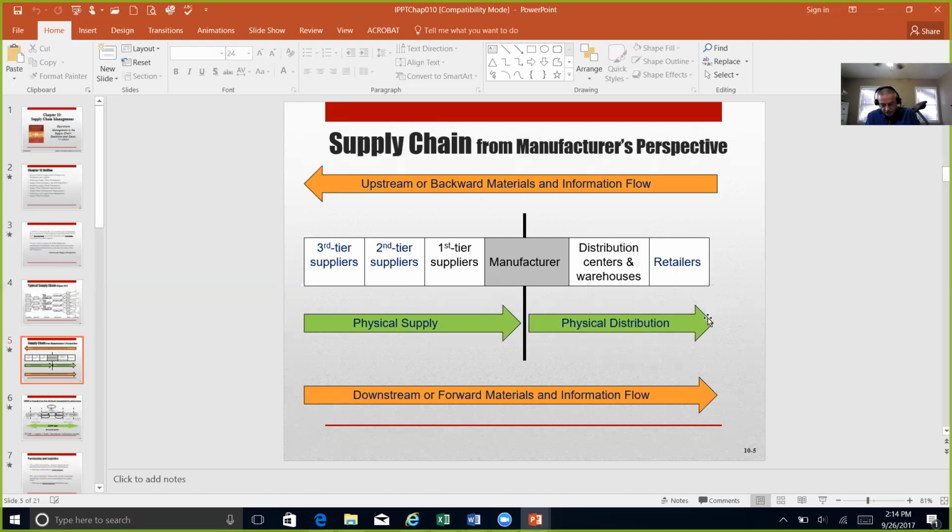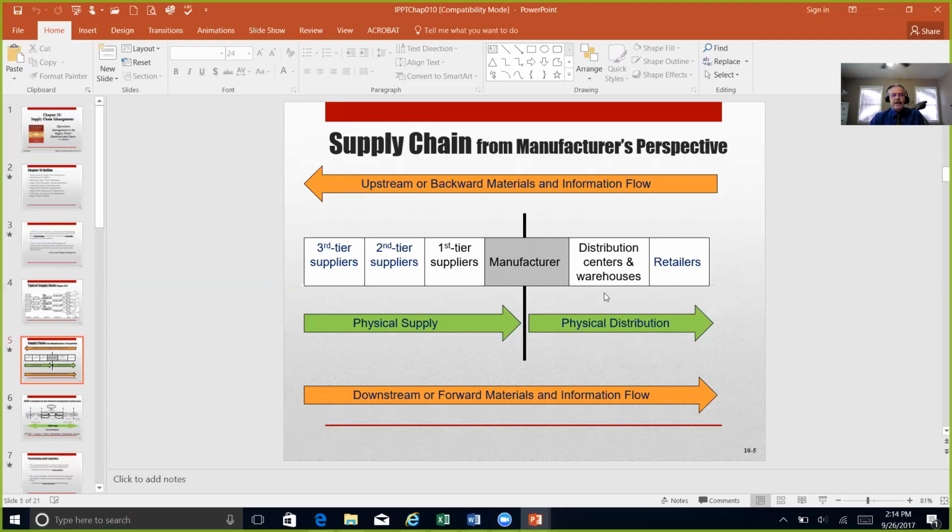This gives a graphical representation of what is called supply chain management, which is really a process or decision making where we integrate three separate functions: purchasing, operations, and logistics.